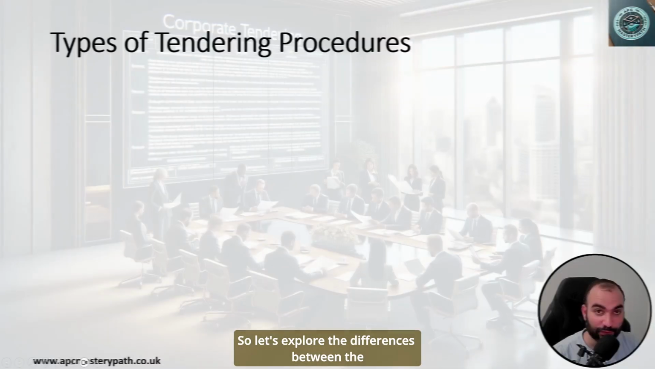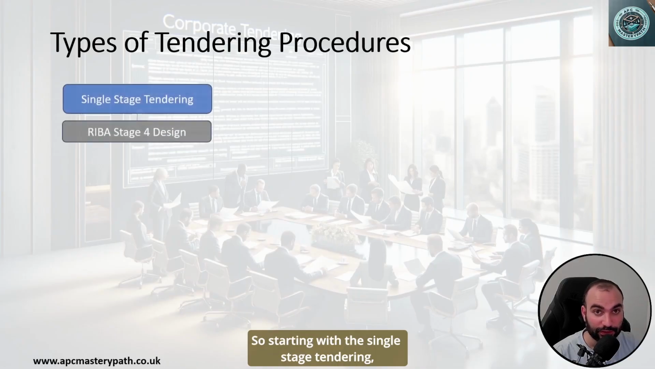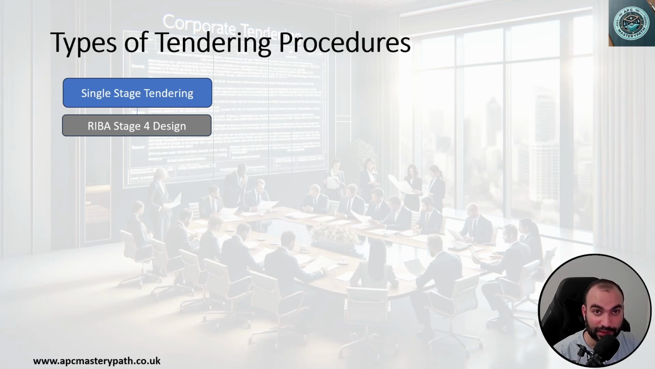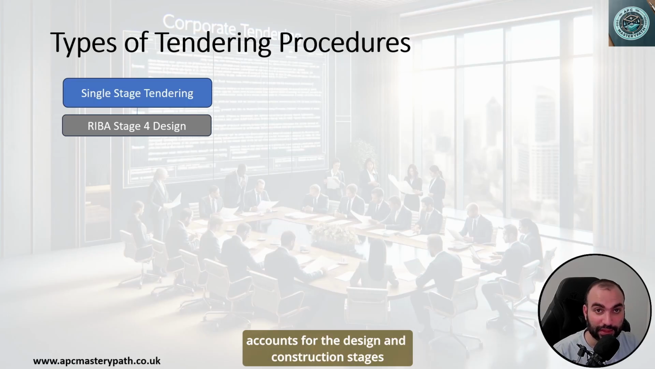So let's explore the differences between the single stage tendering and the two-stage tendering. So starting with the single stage tendering, you would normally have the design crafted by the design team up to RIBA stage 4, and the RIBA stands for the Royal Institute of British Architects, and they have crafted a plan of work that accounts for the design and construction stages of the construction project, and it starts from the inception and it ends with the handover and closeout.